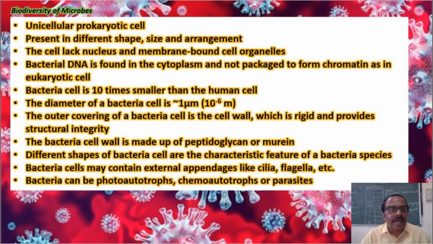These are the general characters of the bacteria. They are unicellular. Sometimes they form a colony, present in different shapes, sizes and arrangements. They lack membrane-bound organelles. Bacterial DNA is found in the cytoplasm. A bacterial cell is 10 times smaller than the human cell. The diameter of bacteria may be about 10 raised to -6, that is 1 micron. The outer covering of the bacterial cell is called the cell wall, which is rigid, and the bacterial cell wall is made up of peptidoglycan or murein.